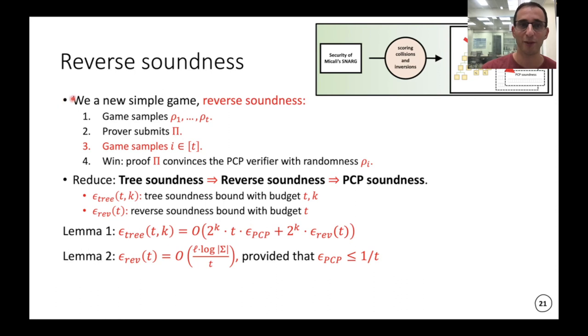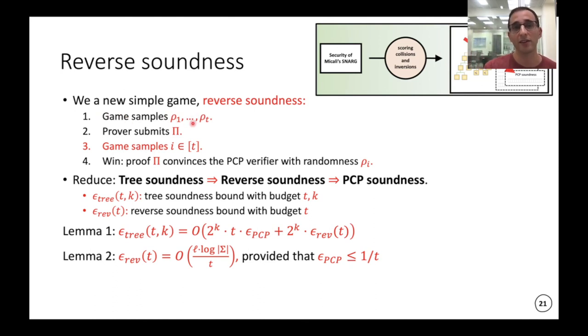So the reverse soundness game is the following. It's called reverse soundness because we're going to reverse the roles. In a standard PCP, you first commit to a PCP and then you choose randomness, right? We reverse these roles. So the game first samples rho 1 up to rho T. This game has some parameter T, and these are randomnesses of the PCP verifier. Okay, very weird, but we sample a lot of them: rho 1 up to rho T.